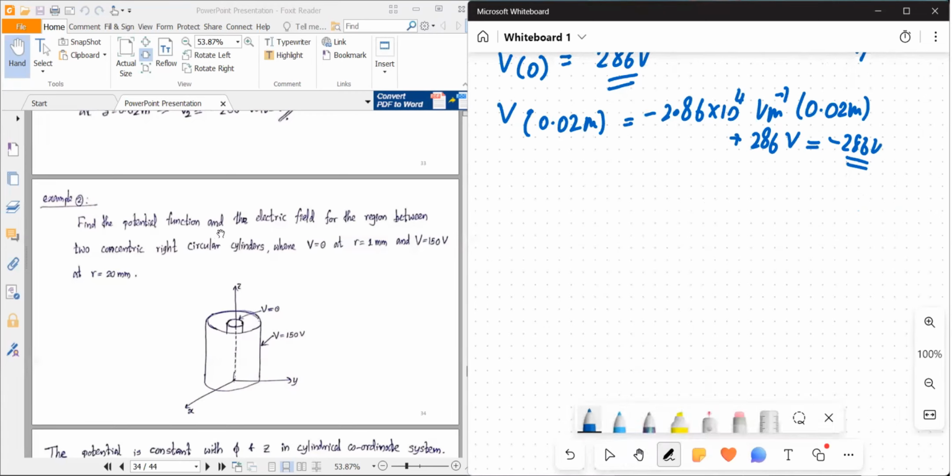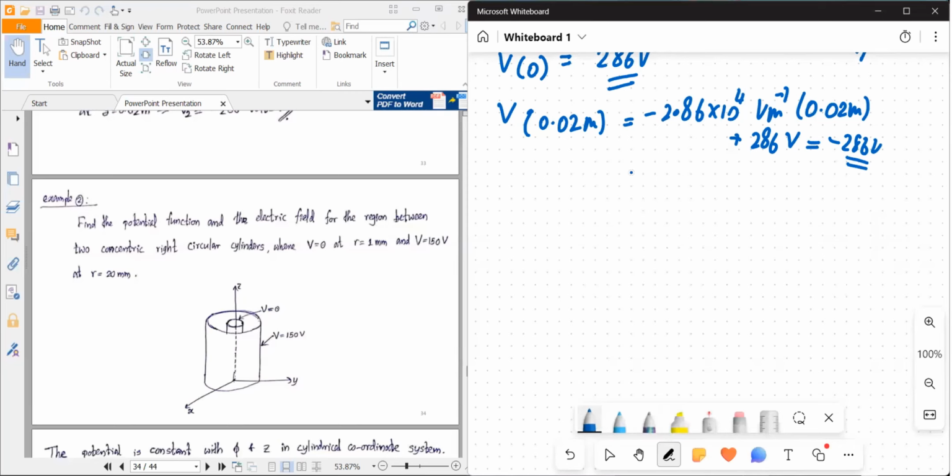Find the potential function and the electric field for the region between two concentric right circular cylinders, where B is 0 at R is 1 millimeter and B is 150 volts at R is equal to 20 millimeters.